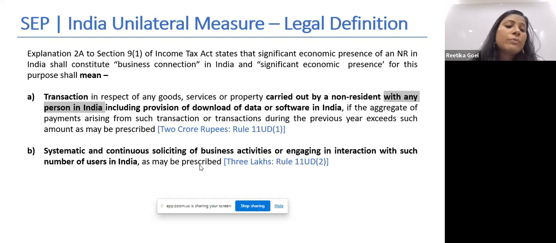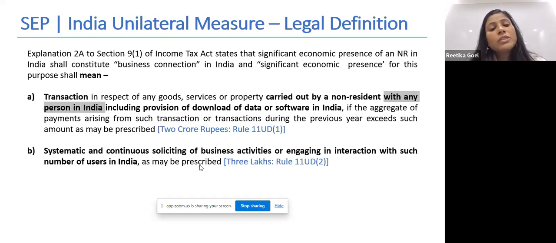They are providing a platform to vendors as well as the buyers. The vendors register on their platform, and the user buyers through that platform purchase goods and services from Amazon. And Amazon's profit is the commission which they receive from the vendor for providing that platform to the vendor and the buyer. So the law says if the total revenue of these aggregators or online service providers exceeds 2 crore rupees in a year, then that transaction or that entity will be treated as having a business connection with significant economic presence in India, and that transaction will be subject to tax in India.